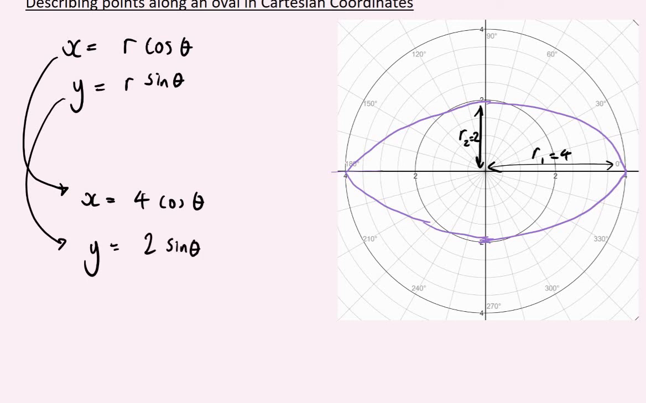And now if you use those and run through the values of theta, for each different value of theta, that will basically trace points along this oval. And again, this is a huge headache in Cartesian coordinates, but in polar it's very intuitive and very straightforward.